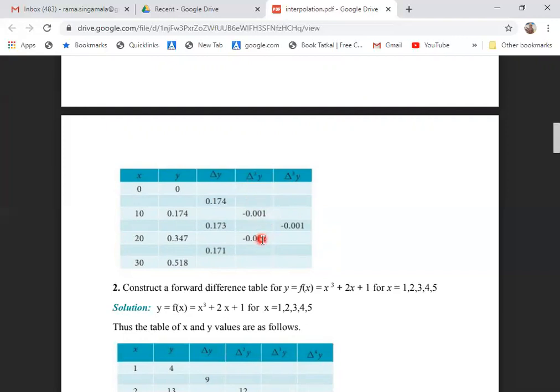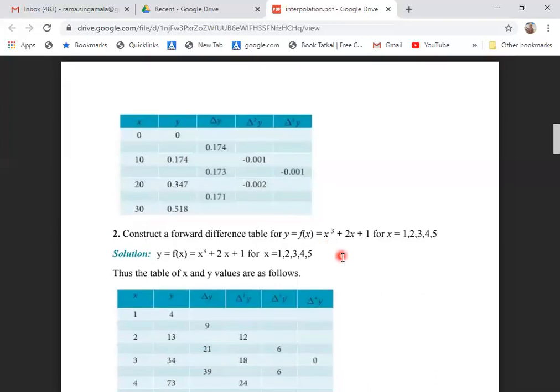Again, we can get one more difference. To get that, we take the difference of successive minus preceding. Minus 0.002 minus of minus 0.001, nothing but plus 0.001. We are getting minus 0.001. We are asked to construct a difference table. That part is over. Let us see another example.